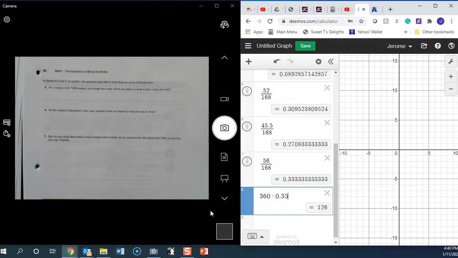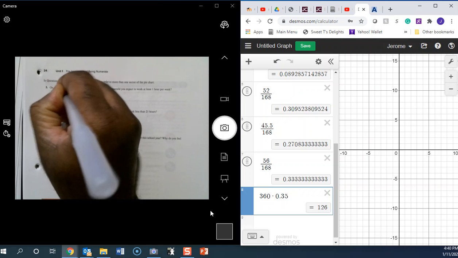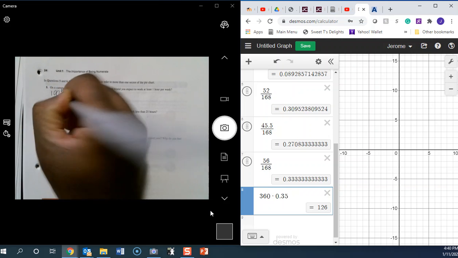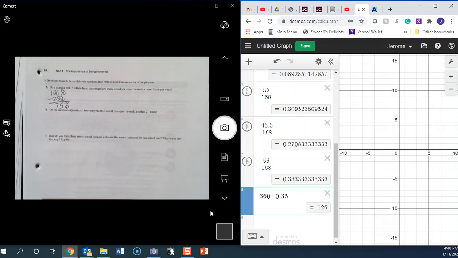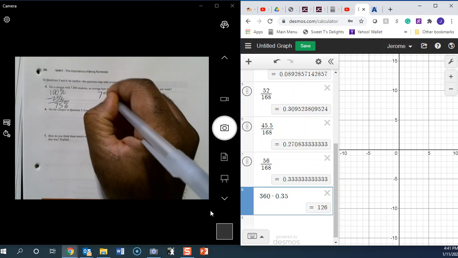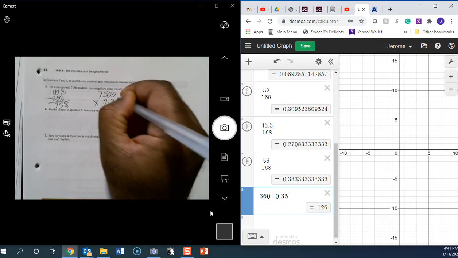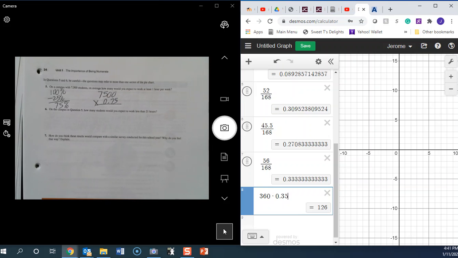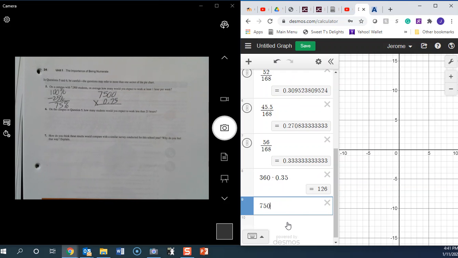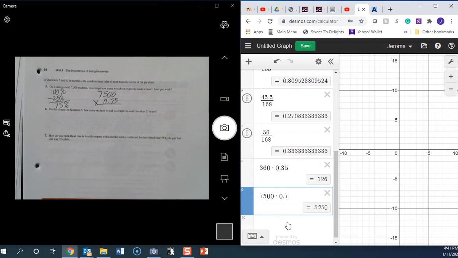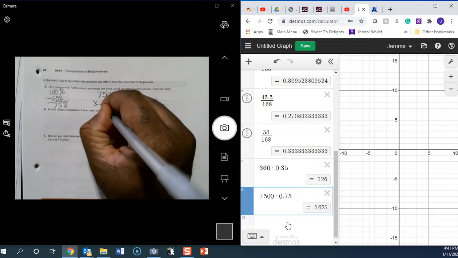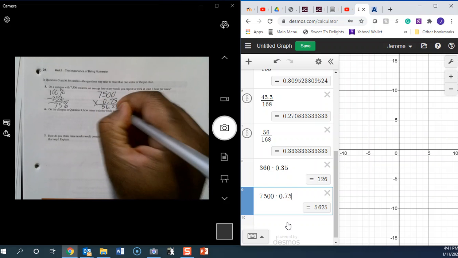A circle percentage-wise must equal 100%. So what we could do is take 100% minus that 25% for none, and know that it's 75% dealing with the students who work at least 1 hour. So we would take 7,500 and multiply by 0.75, and that would give us 5,625 students.